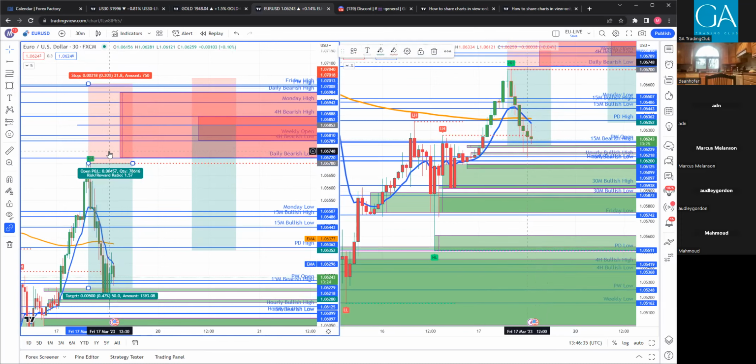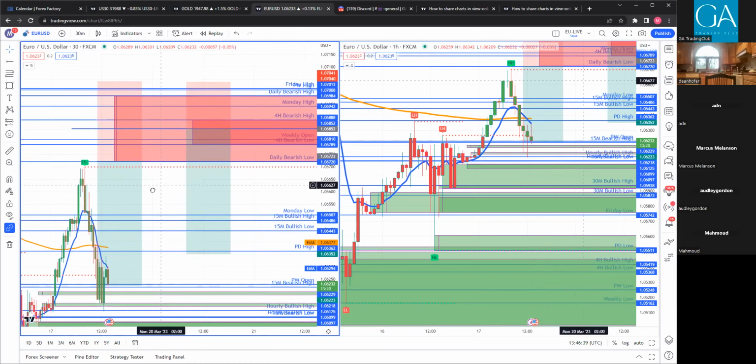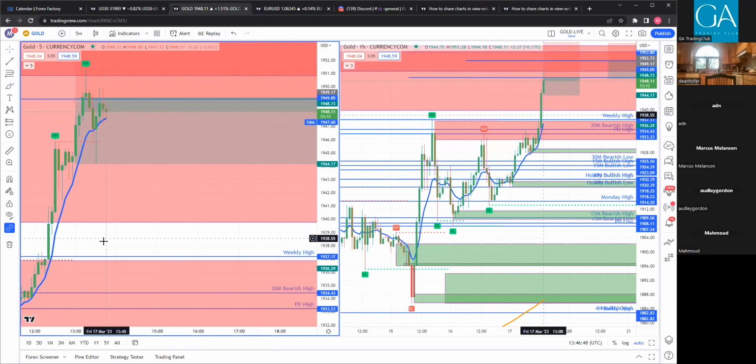So do the math based on the lot sizes I'm talking about. I would have been up pretty heavy already for the day. So when EU comes back up here, I expect them to break the daily bearish low and go to the midpoint. Same thing we've done with gold. What happened?